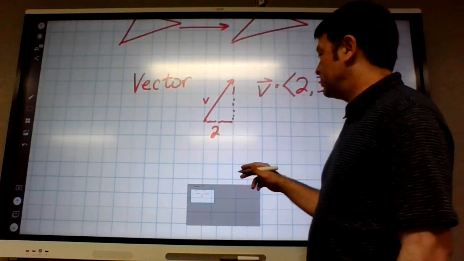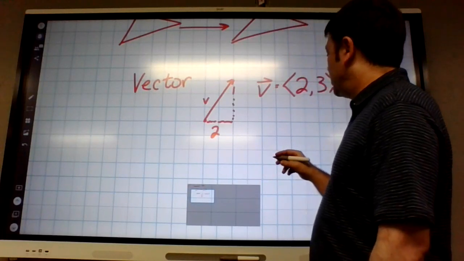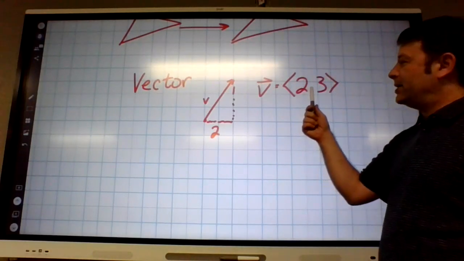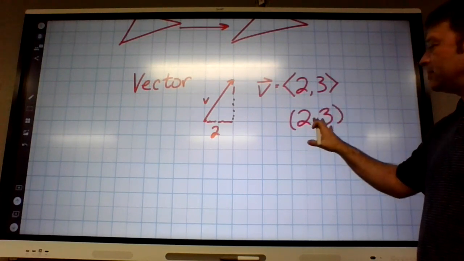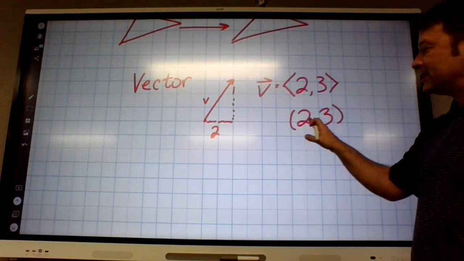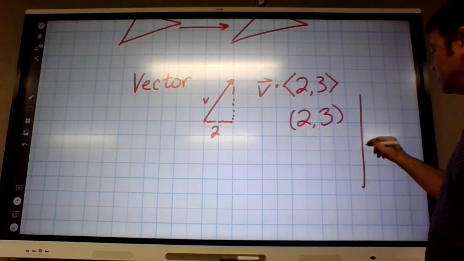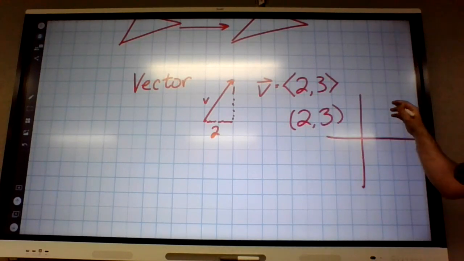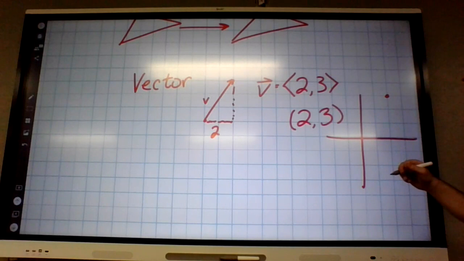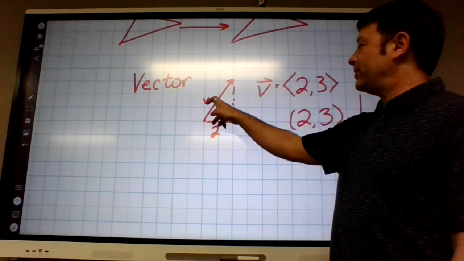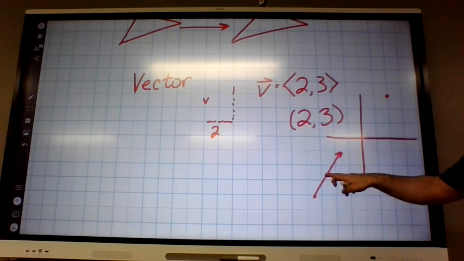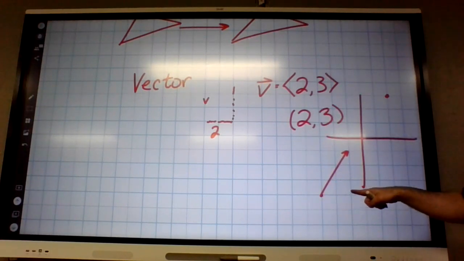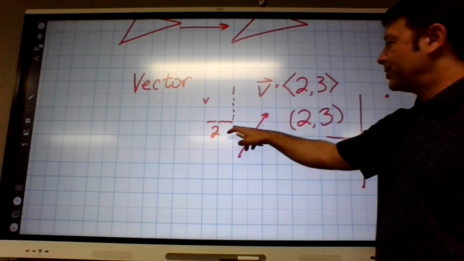But why is it those brackets instead of regular parentheses? Because if I put parentheses around 2, 3, that's a dot, a point on the plane. So 2, 3 is a point on the xy coordinate plane. But a vector doesn't have any specific location, it can be anywhere, but wherever it is, it goes right 2, up 3. That's the important part.